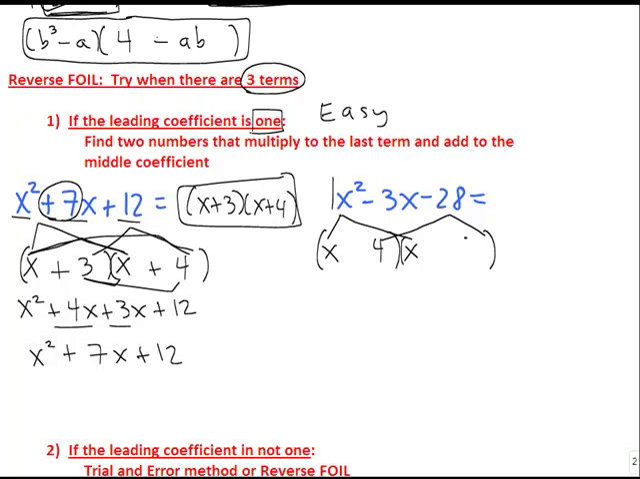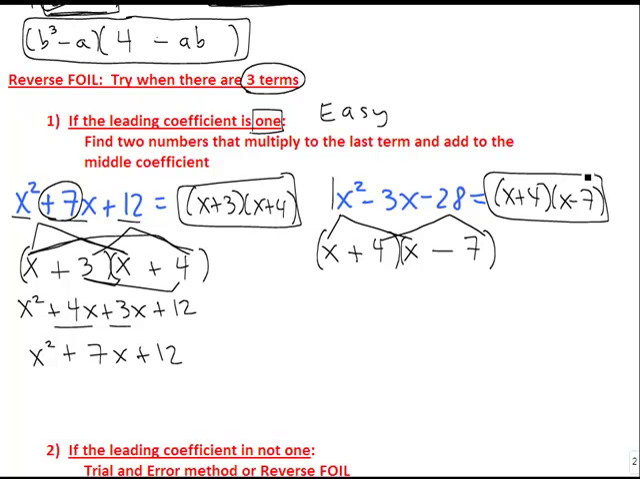So let's try 4 and 7. I would want the 4 to be plus and the 7 to be minus because the middle term is negative, so the larger number needs to be negative as well. Double checking, positive 4 times negative 7 is negative 28, plus 4 and minus 7 add to negative 3, so we did this correctly. (x + 4)(x - 7).